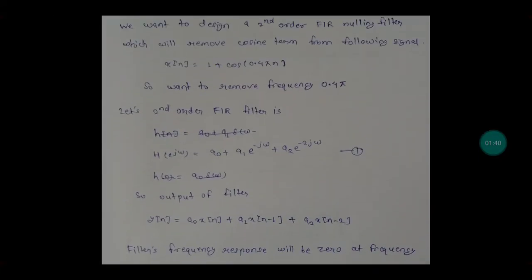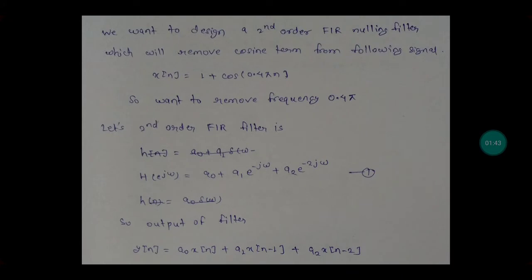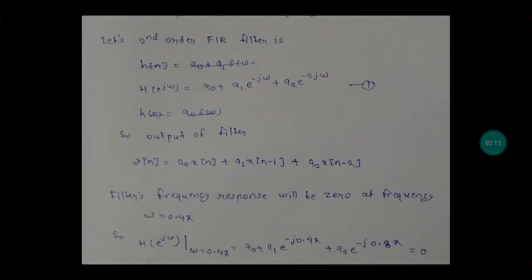The solution will be like this. As the input is given, x[n] is equal to 1 plus cos omega 1 n, we want to remove the frequency omega 1. I am saying omega 1 is 0.4 pi, so remember that. Let's assume the second order FIR filter is a0 plus a1 e power minus j omega plus a2 e power minus 2j omega. So the output of the filter will be y[n] equals a0 x[n] plus a1 x[n minus 1] plus a2 x[n minus 2].